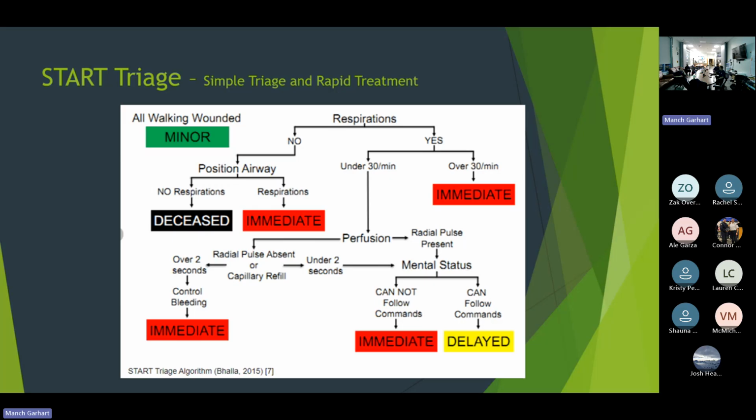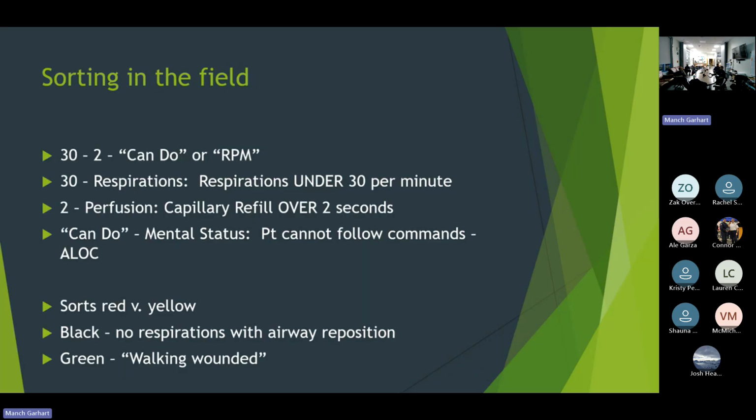32 can do. 32 can do. So, sorted in the field, just like what I'm saying right now. This is where we're going through. This is something we've been preaching for a very long time. If you guys have been around the EMS field for a little bit, you've heard this and you'll hear it again. It's not going to change at this point.